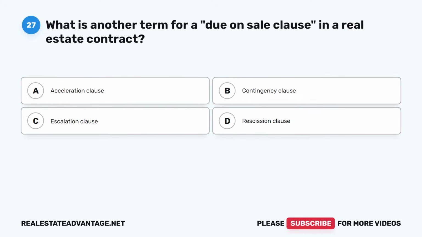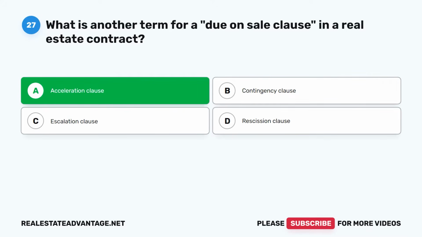Question 27. What is another term for a due on sale clause in a real estate contract? A. Acceleration clause. B. Contingency clause. C. Escalation clause. D. Rescission clause. The correct answer is A.